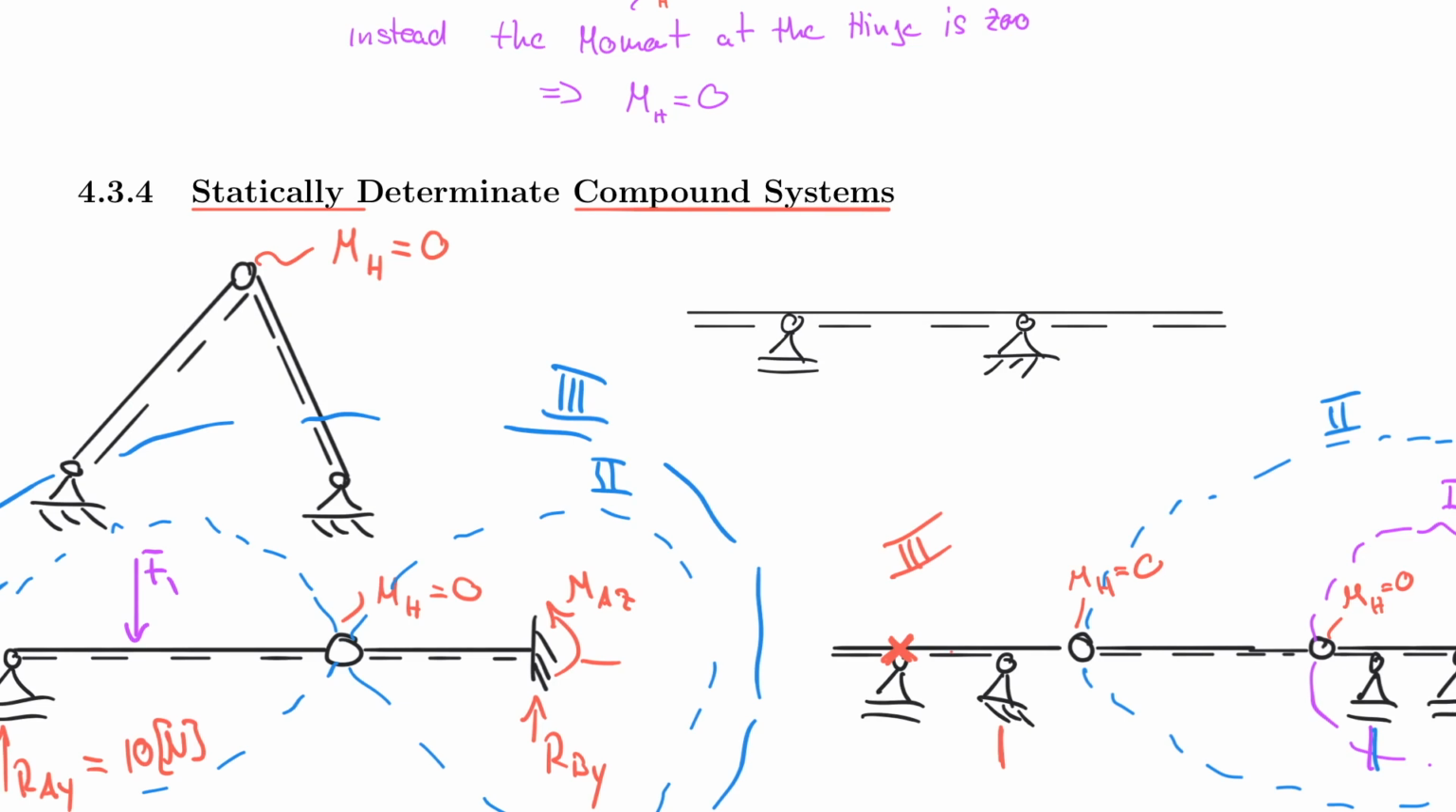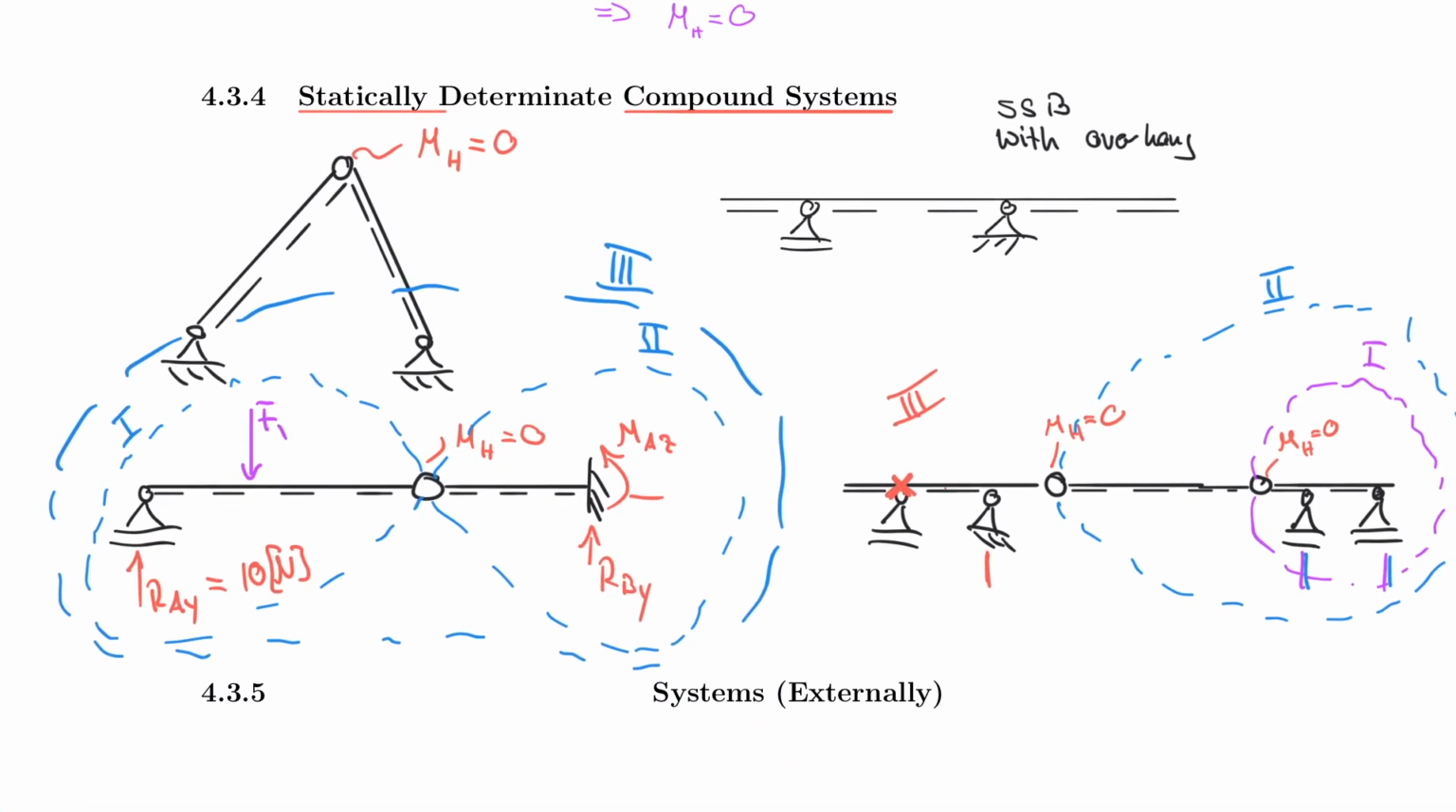So why are these compound systems? Because I have a simply supported beam, and the overhang is technically a cantilever, and here in this case I have it on both sides. So this would be called a simply supported beam with overhang. And so that's why it's called a compound system. But in conclusion, compound systems that are statically determinate are always systems that are made up from various different systems that are statically determinate in a sense. And so you can now identify these systems, and you can, of course, understand why you can solve them.